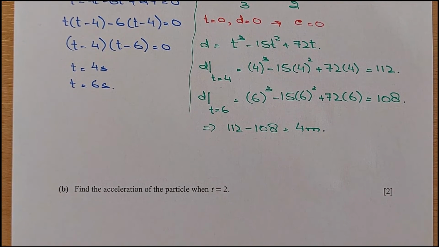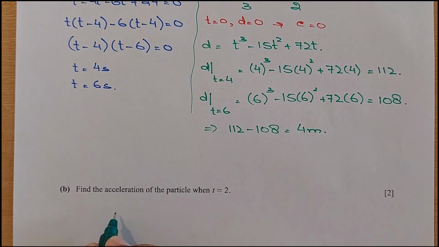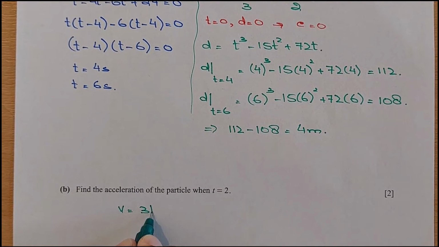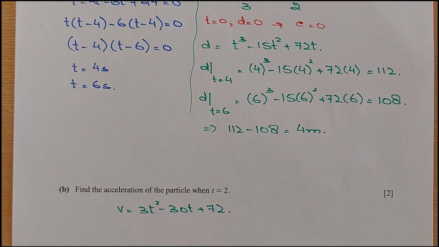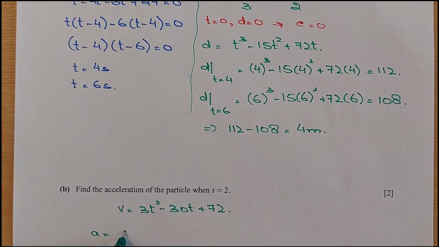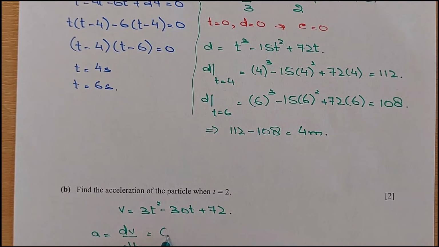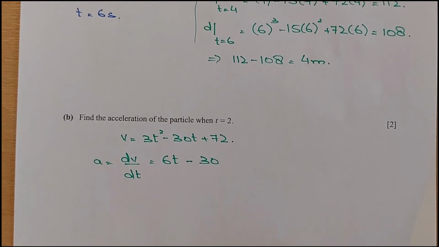Now moving to part B, find the acceleration of the particle when the time is 2. So we have been given the velocity equals 3t square minus 30t plus 72. We need to find acceleration first. Acceleration is the derivative of velocity with respect to time. So let me find the derivative of this velocity. 2 times 3 is 6t, minus 30, because the derivative of a constant is just 0.